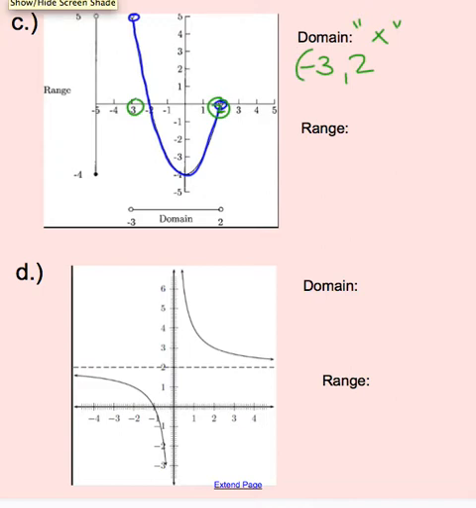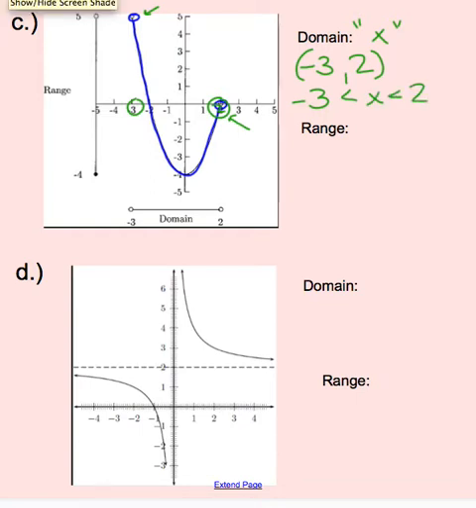It does not include -3 because you notice this is an open circle. It does not include 2 because that's also an open circle. And that's how we write domain as an interval notation. As an inequality, we'd say x is greater than -3, not equal to, but less than 2. So there's your domain.